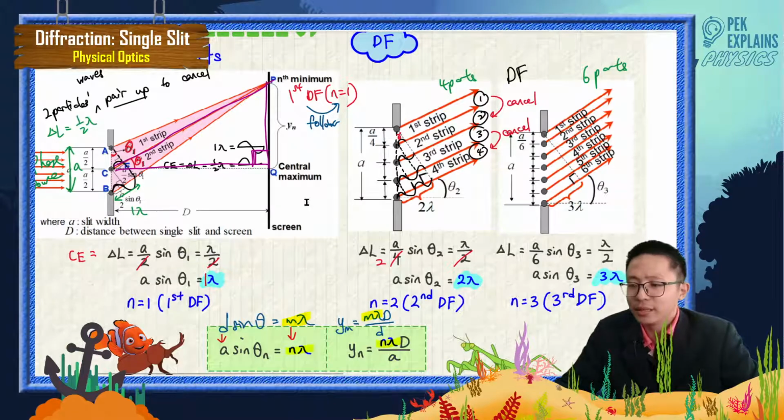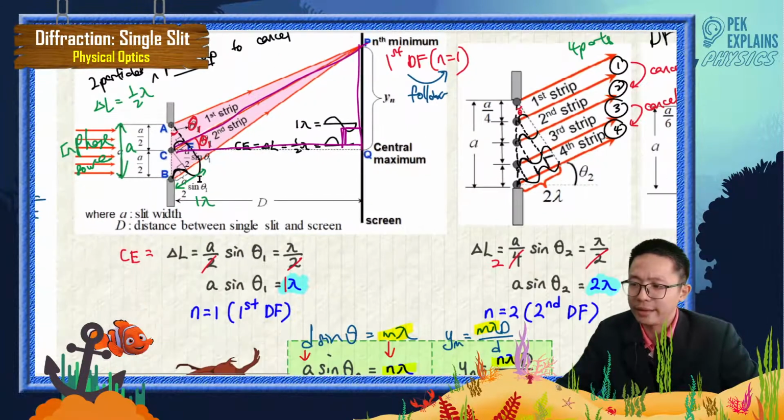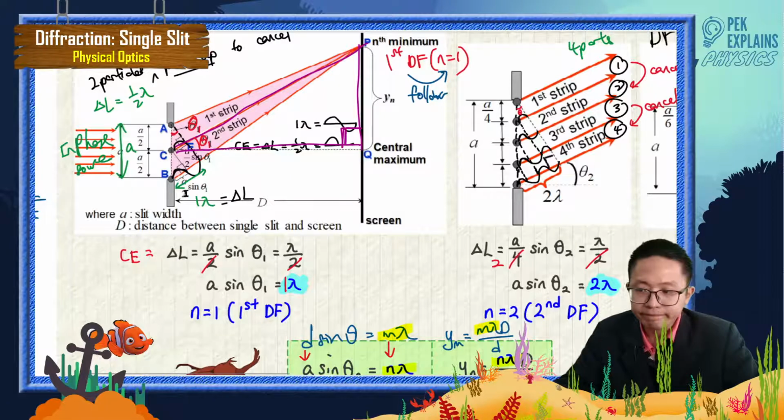Because you see this one, the delta L between A and B is just 1 lambda. You see that? Now I'm not comparing between A and C, I'm comparing between A and B, the first particle and the last particle of the slit. The delta L is 1 lambda.